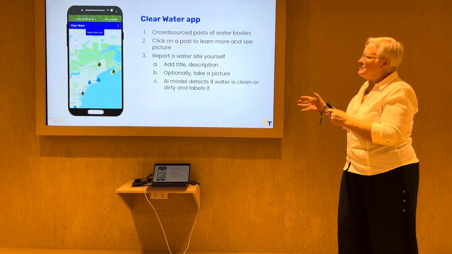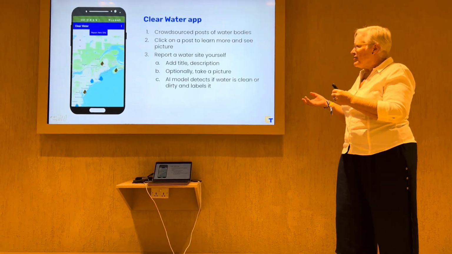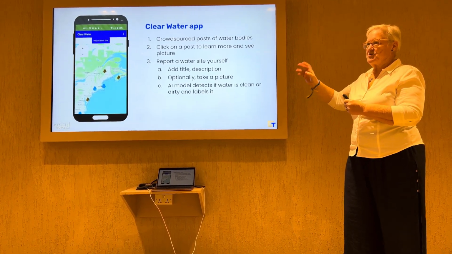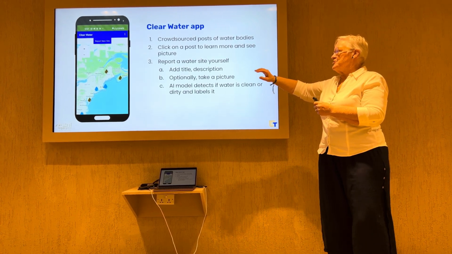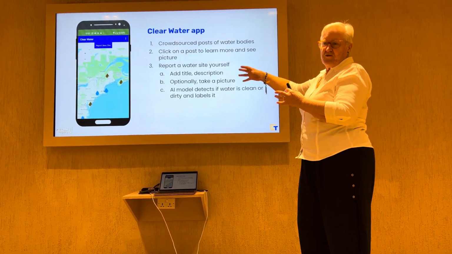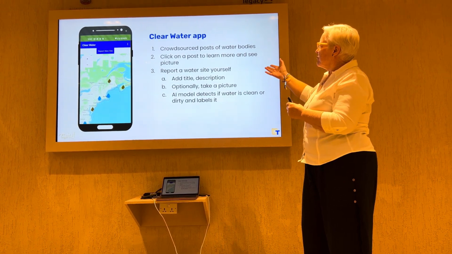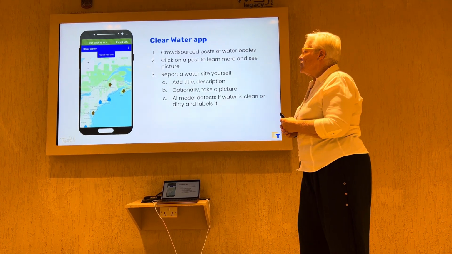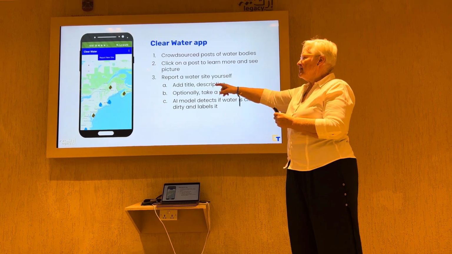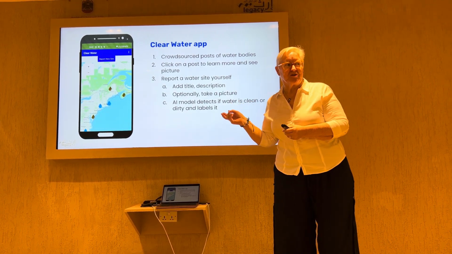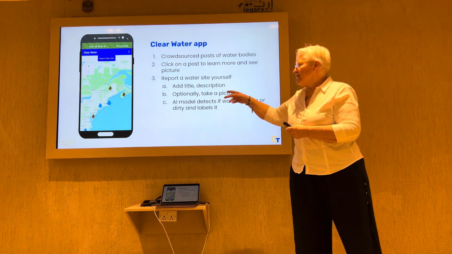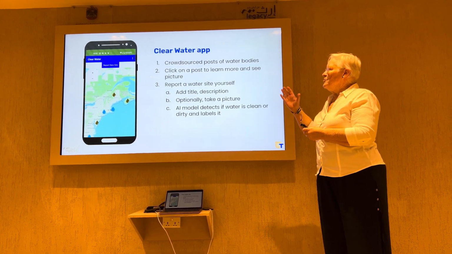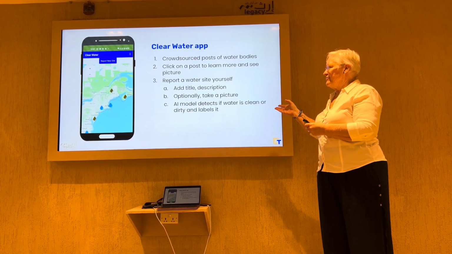So what we developed is what we call the Clearwater app, and the idea behind the app is similar to what she had, where you can pin certain water sites in your location or near you. So it's a crowdsourcing of posts of water sites. And then users are able to click on these little drops to learn more about that particular water site. And note that they've got different colors: the brown is polluted, the blue is clean. And then you can also report a water site yourself.